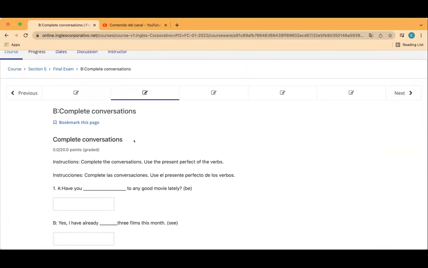Part B, you read and you use the word in parentheses, okay? The word in the parentheses, you put in the correct form, okay? Aquí van a tener que cambiar el verbo, no solo copien y pegan esto, lo tienen que poner en su forma correcta.